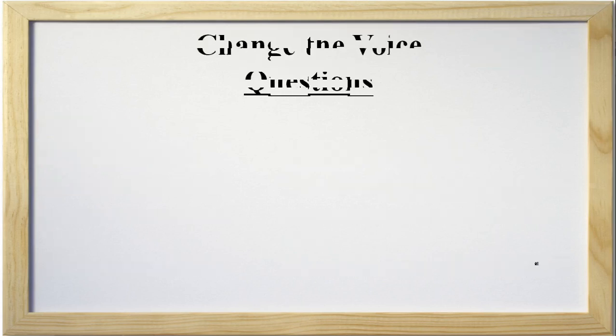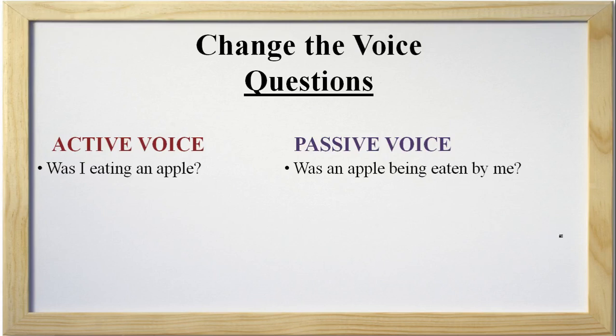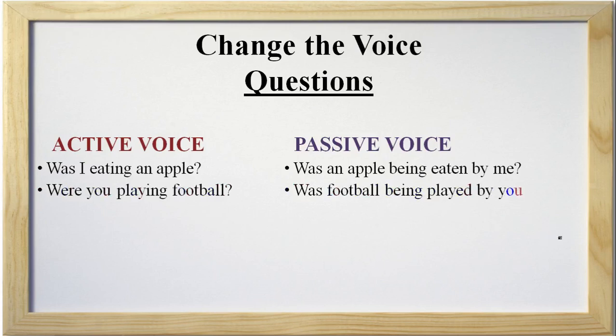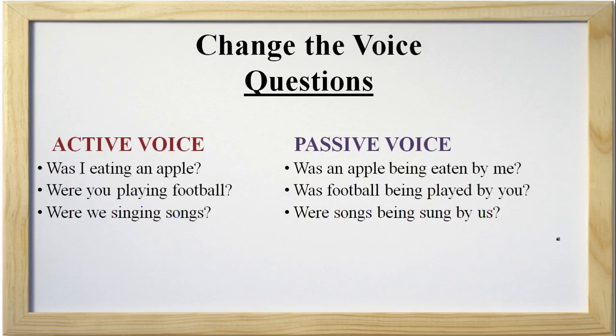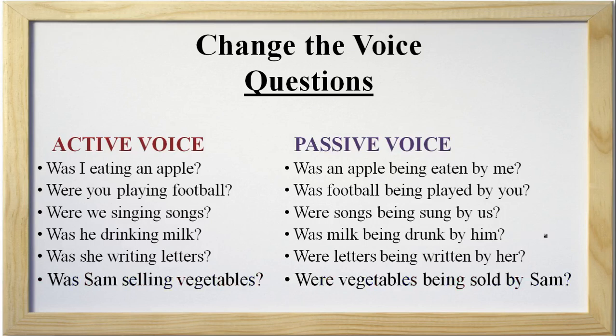See, was I eating an apple? Was an apple being eaten by me? Were you playing football? Was football being played by you? Were we singing songs? Were songs being sung by us? Then, was he drinking milk? Was milk being drunk by him? Was she writing letters? Were letters being written by her? Was Sam selling vegetables? Were vegetables being sold by Sam?